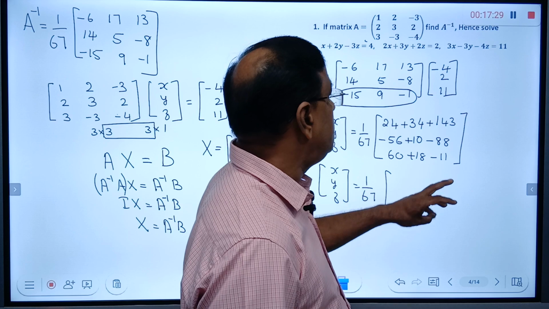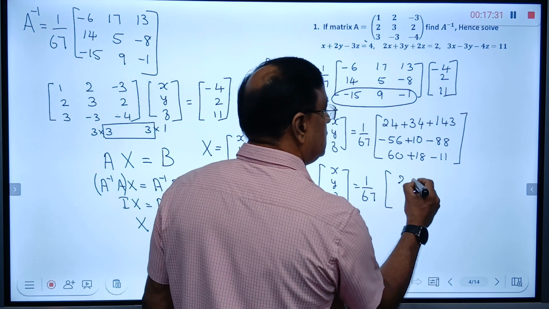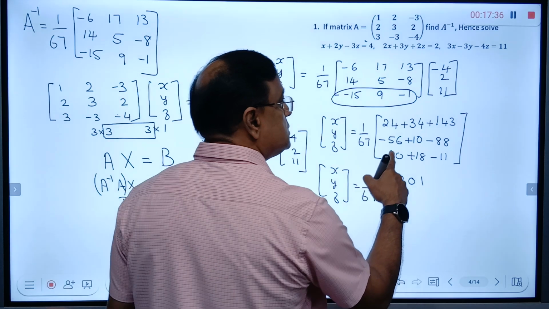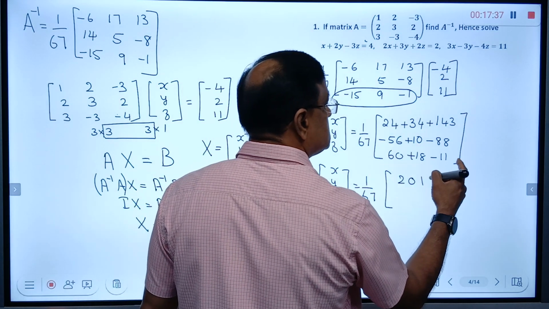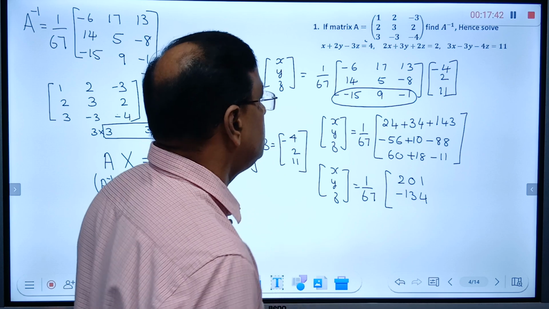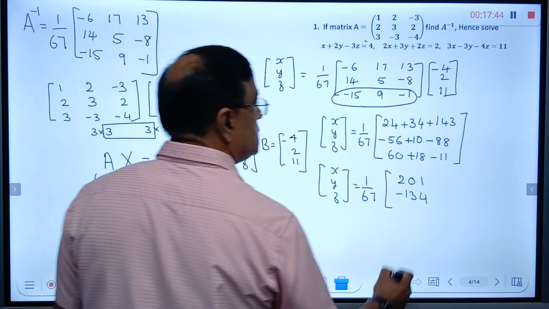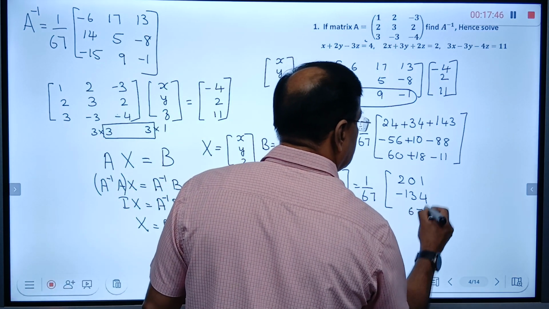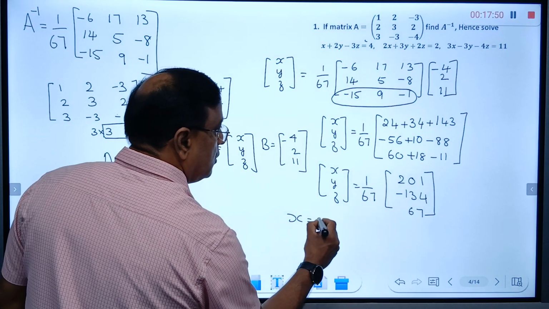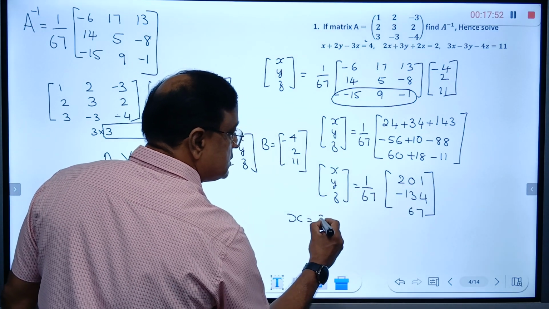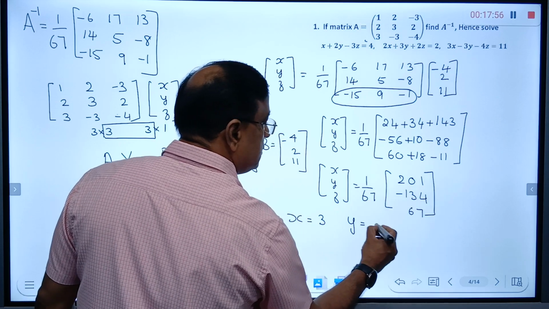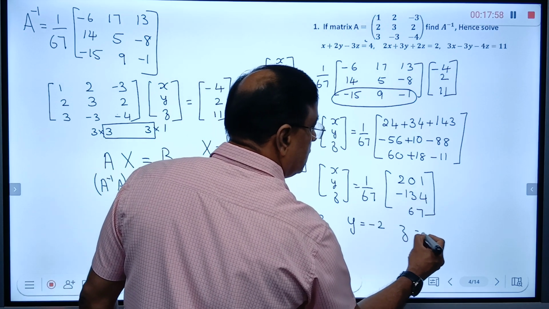So I will get x, y, z equal to 1 by 67 into, if you add all of them, what do you get? This is 201, I think. Correct? I think it's 201. And this is minus 134, I suppose. Minus 134. And this is 67. So from this you get x equal to 201 by 67, which is 3, y equal to minus 134 by 67, which is minus 2, z equal to 1.